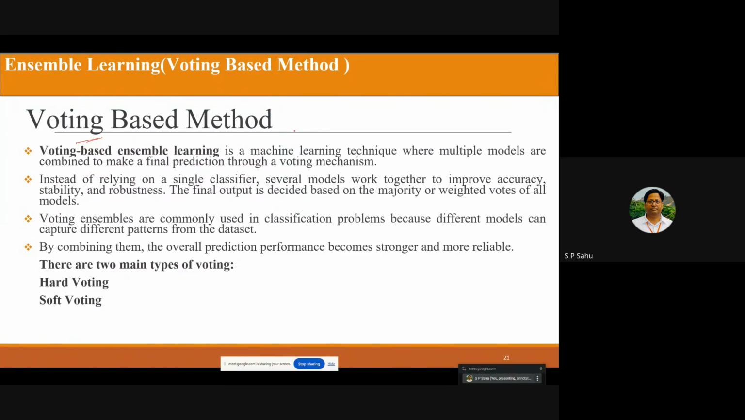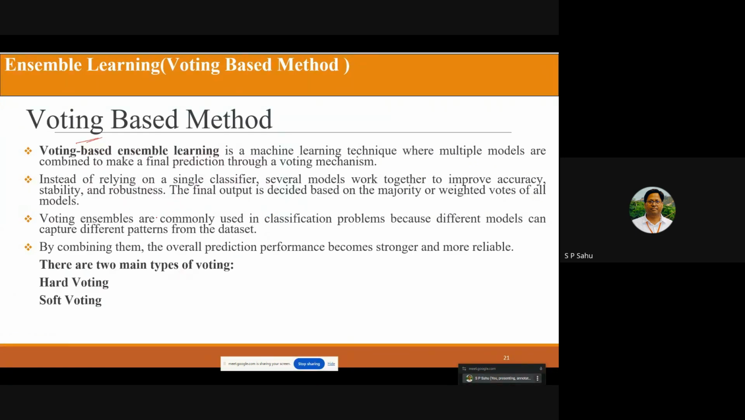Voting based is a machine learning technique where multiple models are combined to make a final prediction based on the voting mechanism. Instead of relying on a single classifier, several models work together to improve accuracy and robustness. The final output is decided based on the majority or weighted votes of all the models.